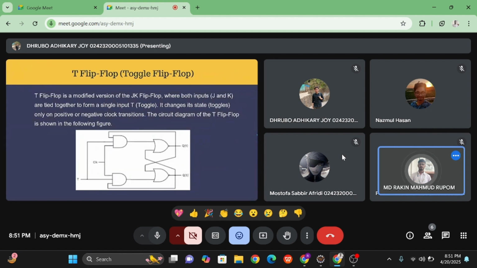The T flip-flop is a modified version of the JK flip-flop where both inputs J and K are tied together to form a single input T. Here T means toggle. It changes its state only on a positive or negative clock transition. The circuit diagram of the T flip-flop is shown in the following figure.